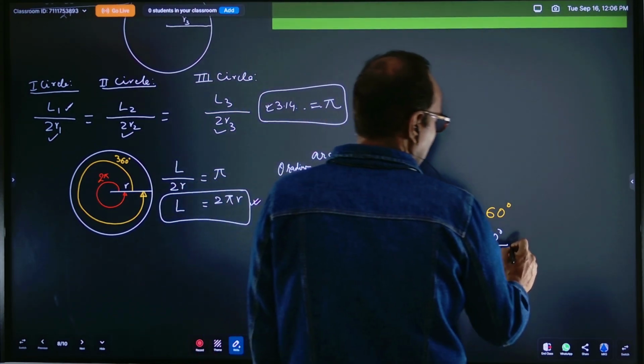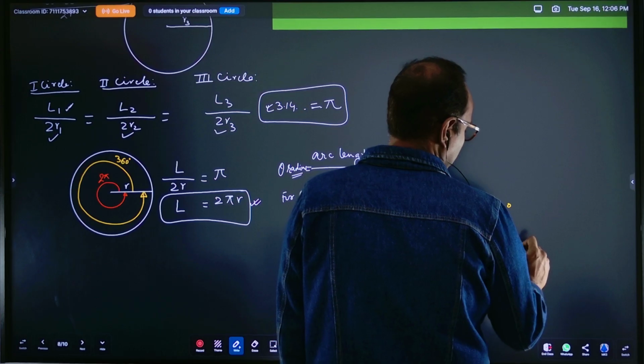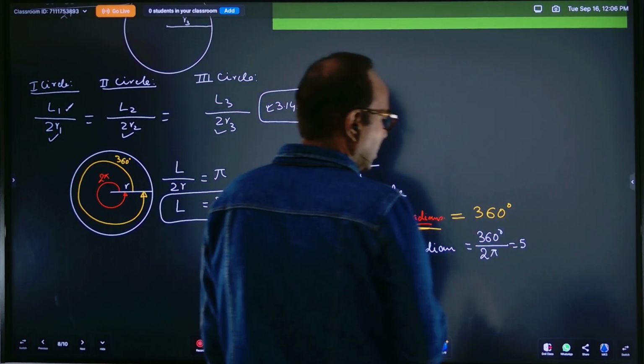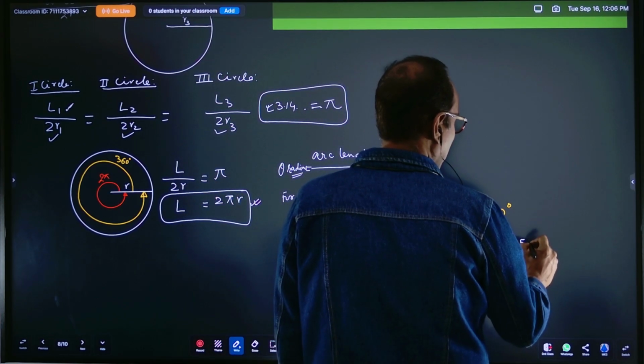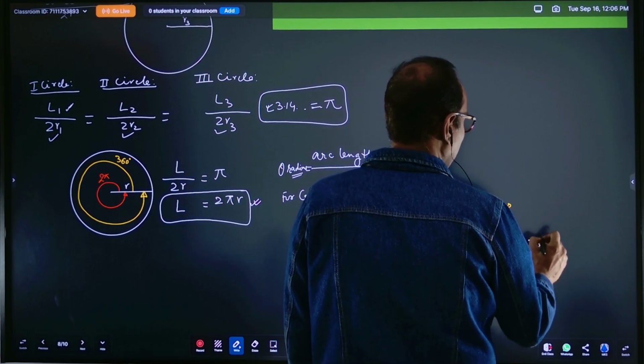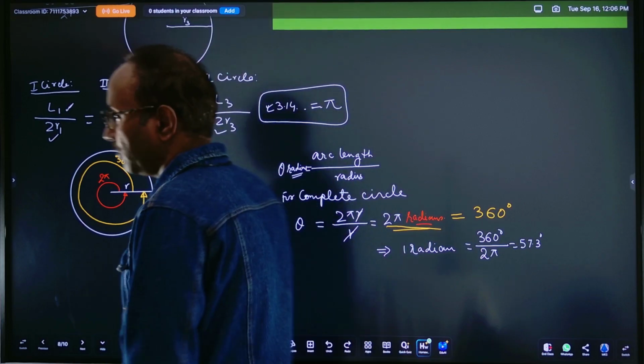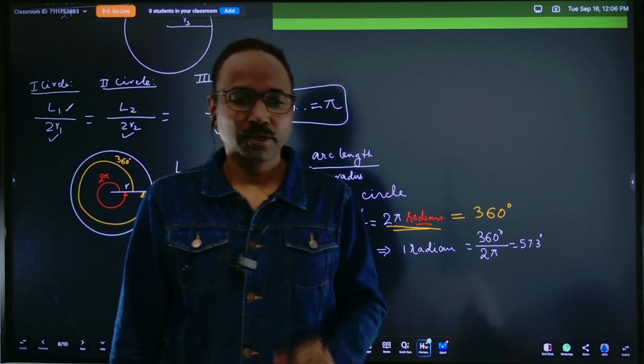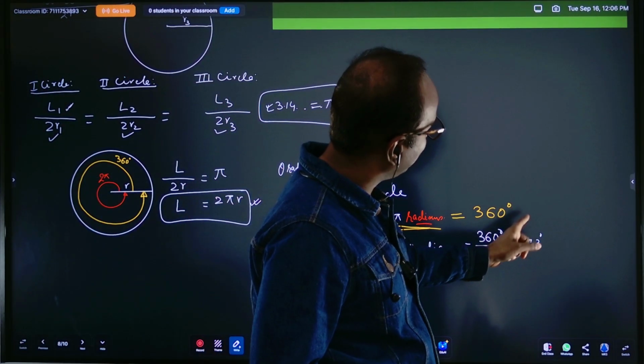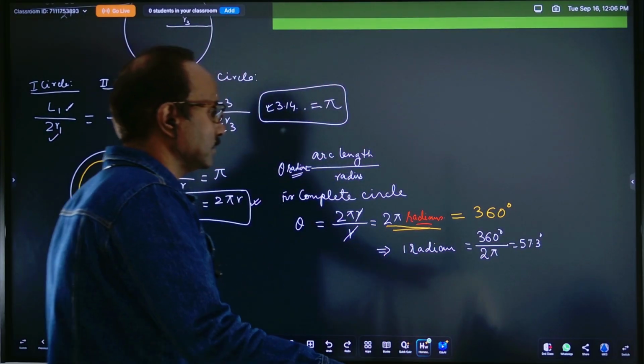So this is equal to approximately, when you put the value of pi, 57.3 degree. So 1 radian is equivalent to 57.3 degree.